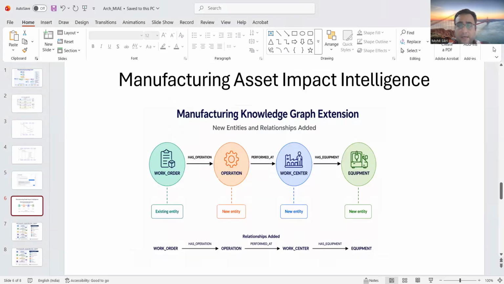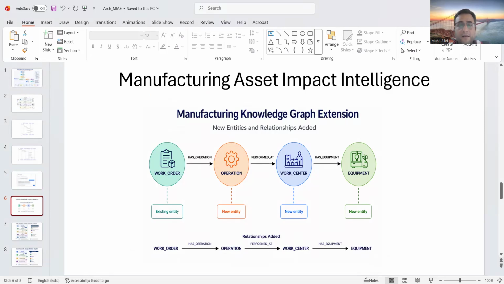We'll discuss the future releases, or the future roadmap. So far, the current implementation establishes a connected manufacturing knowledge graph and impact analysis foundation. Looking ahead, there are several opportunities to extend this platform with additional intelligence capabilities.